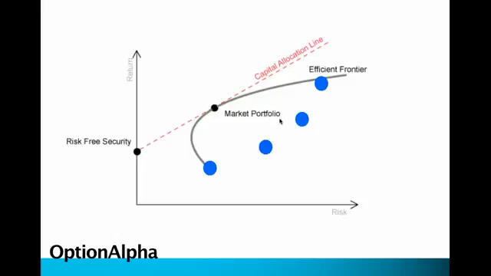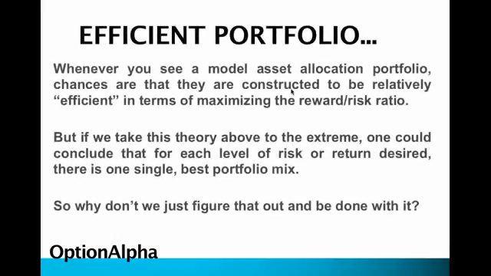It is the 500 correlated stocks that are most efficient and give you the best return versus risk, which is why it's used as a wide benchmark for the economy in the stock market. It's the most efficient portfolio. So that's where the efficient frontier comes in. It's this frontier that gives you all these different allocations and gives you the best look at your returns versus risk. So again, whenever you see a model asset allocation portfolio, chances are that they're constructed to be relatively efficient in terms of maximizing risk and reward.